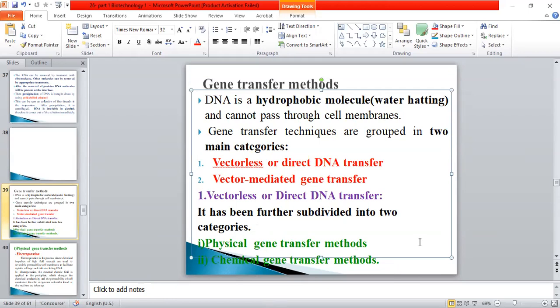Once again, let me repeat. The gene transfer method has two main categories. One is vectorless or direct DNA transfer. Another one is vector-mediated gene transfer. The vectorless or direct DNA transfer is also subdivided into two categories: physical and chemical gene transformation. So we will see them one by one.